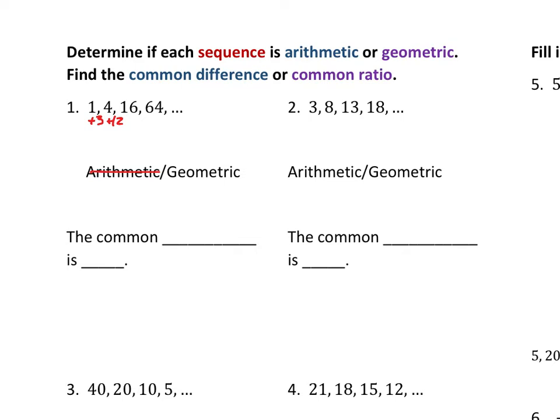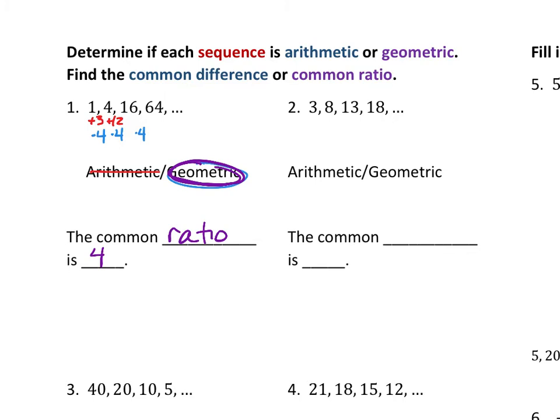So we try geometric. To get from 1 to 4 using multiplication, I would have to multiply by 4. 4 to 16, multiply by 4. 16 to 64, multiply by 4. This is a geometric sequence. Since it's a geometric sequence, it's going to have a common ratio, and that common ratio is 4, since that's the number that I multiplied each term in the sequence by to create more terms in the sequence.